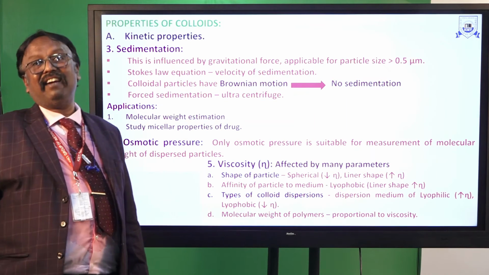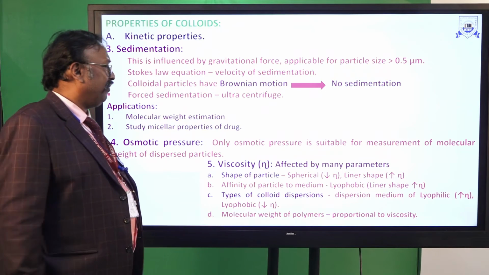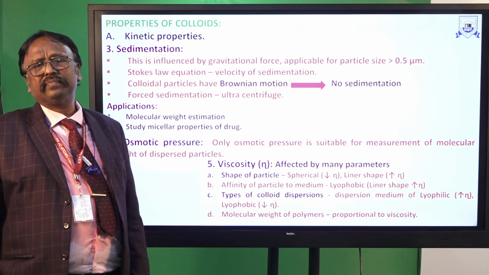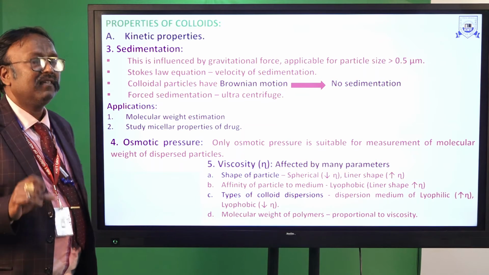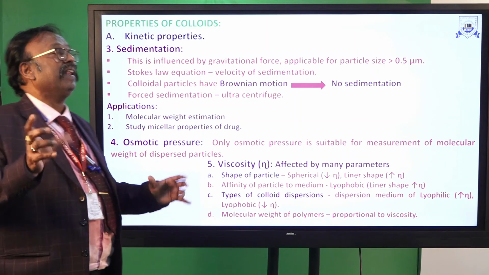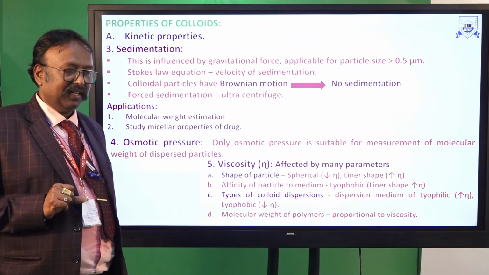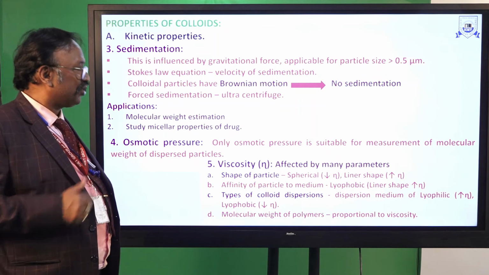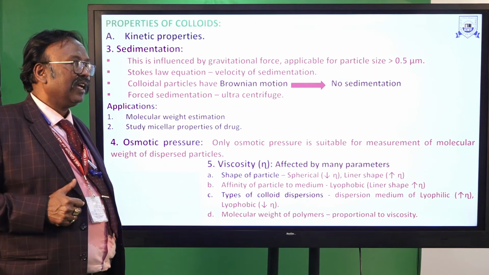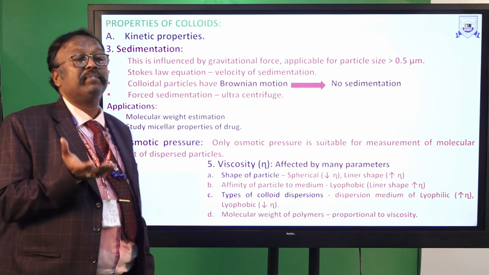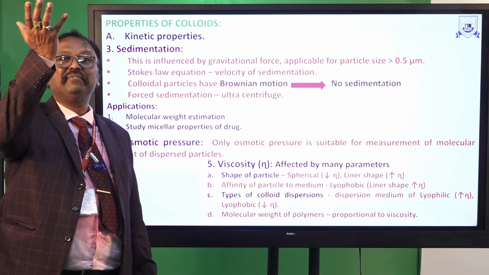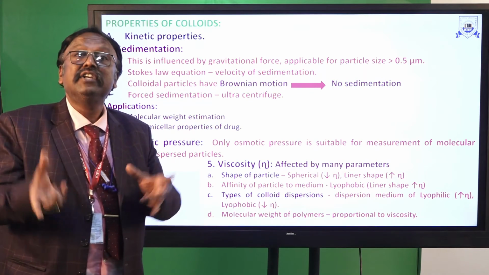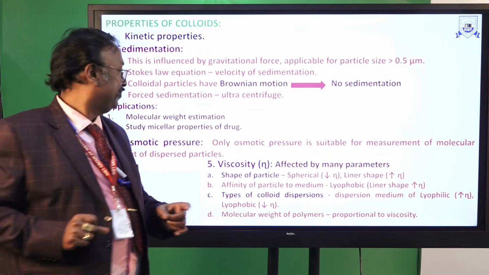How is viscosity affected? It is affected by different parameters. First, the shape of the particles. For example, if the particle shape is spherical, it decreases the viscosity. If the particle shape is linear, it increases the viscosity. That means the viscosity mainly depends upon the shape of the dispersed particles.